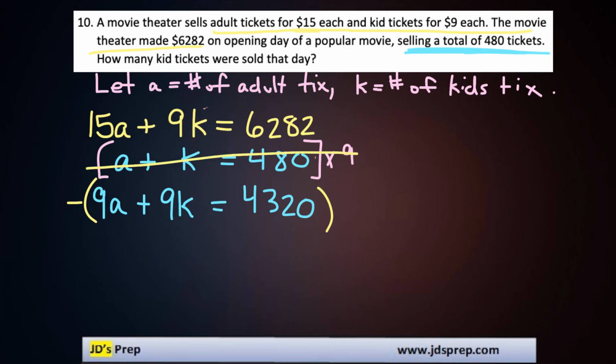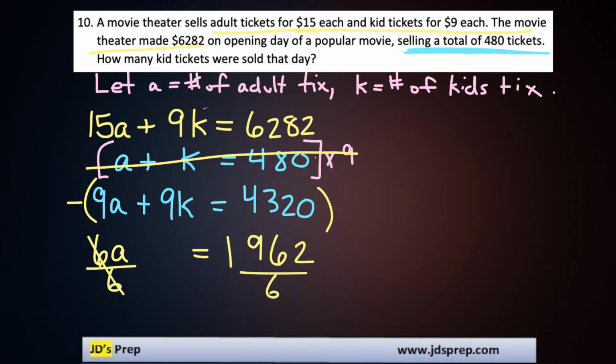So 15A take away 9A would be 6A. And the 9K's would cancel out. That's the whole point of using the elimination method. We eliminate one of the variables. And then 6,282 take away 4,320 is 1,962. So then our last step to solve for A would be to divide by 6, which gets us an A value of 327.